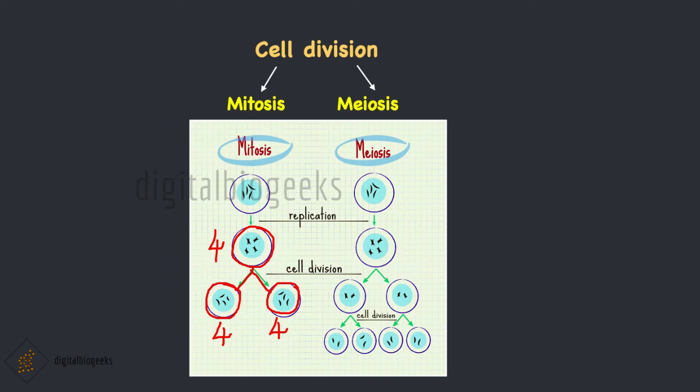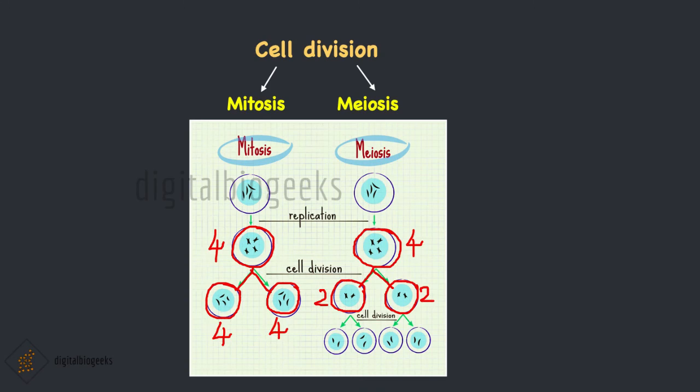In meiosis, the cells of reproductive organs divide to form daughter cells called gametes. These gametes join to form the offspring. Here, this is the mother cell. This mother cell has 4 chromosomes and it divides by means of meiosis, and 2 daughter cells are produced. But unlike in mitosis, these daughter cells have only half the number of chromosomes. That means the mother cell has 4 chromosomes, but the daughter cells have 2 chromosomes. Half of 4 is 2.